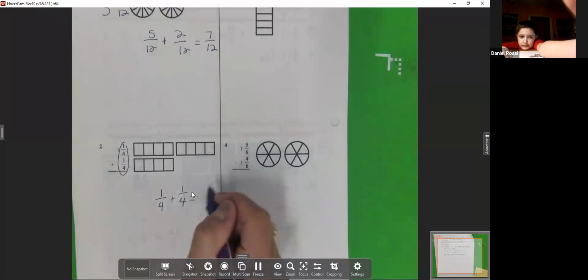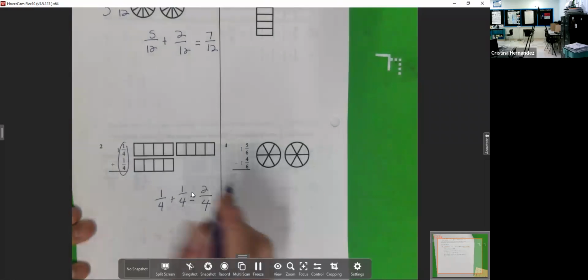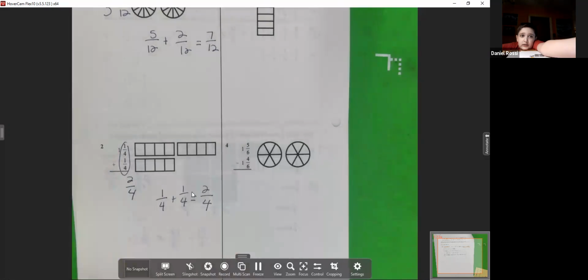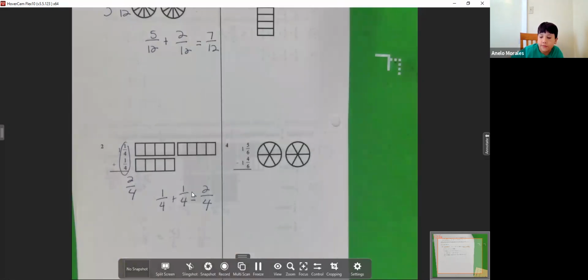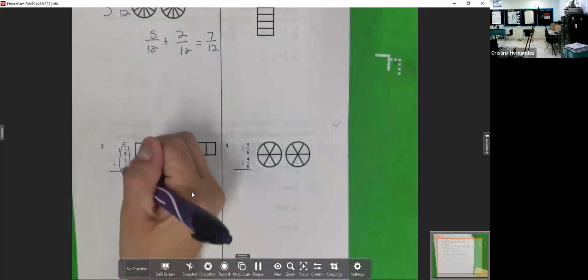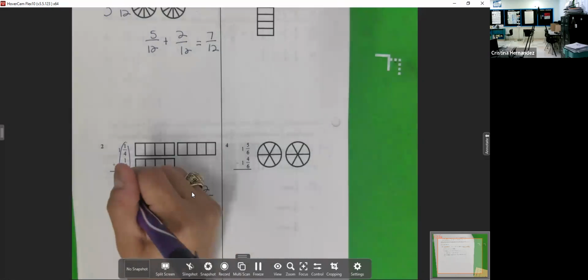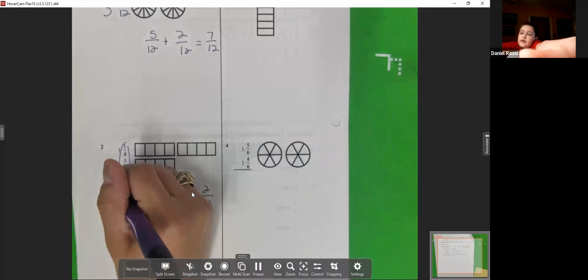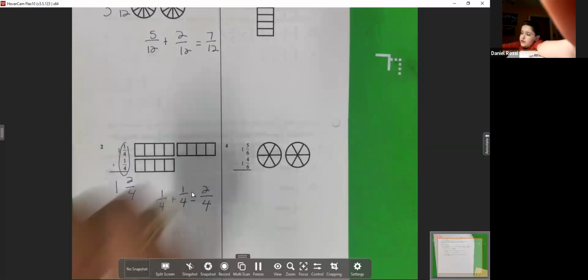So 2 fourths, right? When we add these two, our denominator stays the same. We add right here. Denominator never changes. Keep going till the end of 4B. Yeah, keep going, Anella. So then 1 plus 0 is what? Daniel, 1 plus 0 is what? It's 1. Yeah, 1 plus nothing is 1.